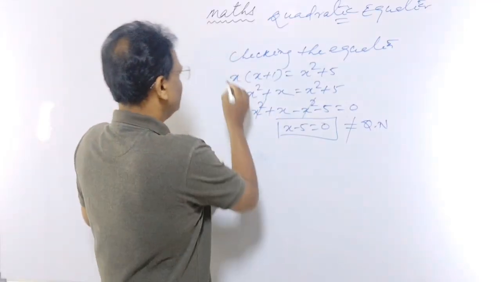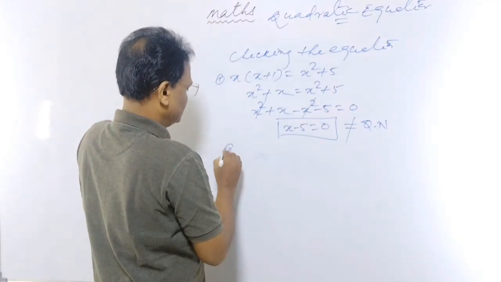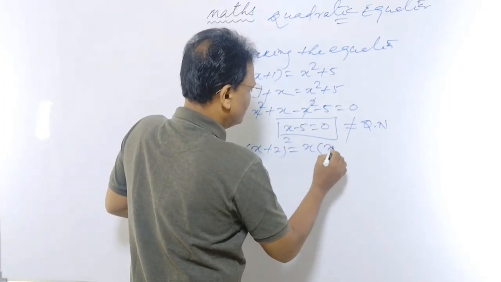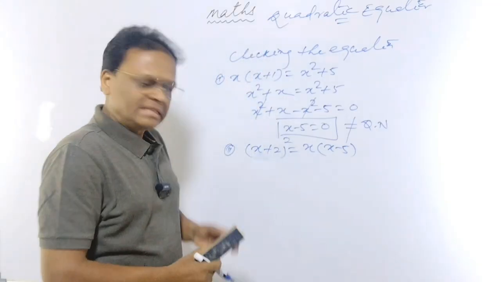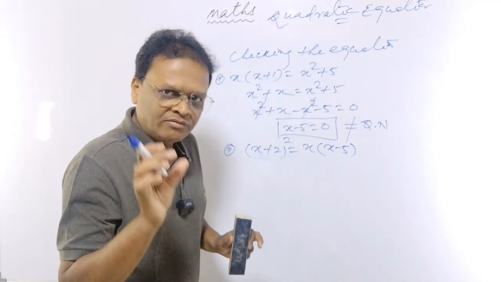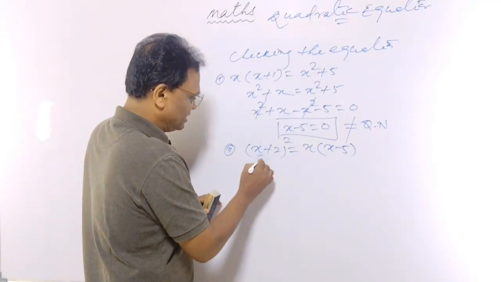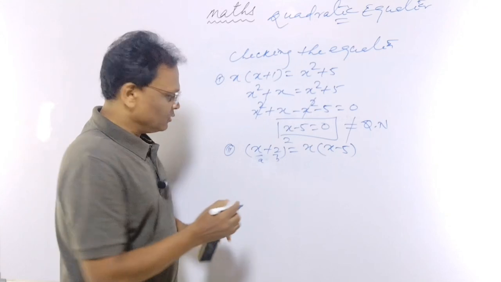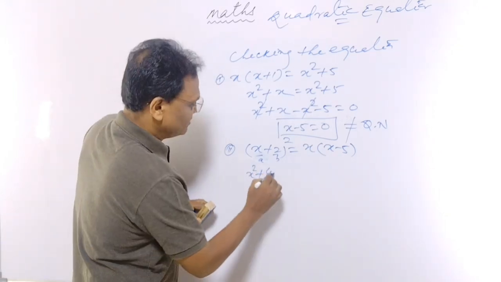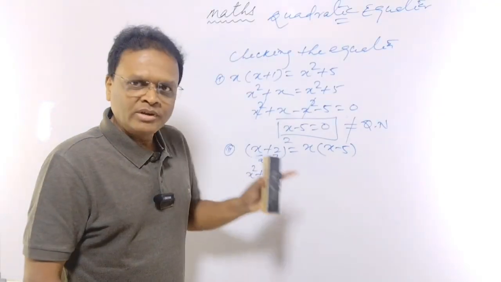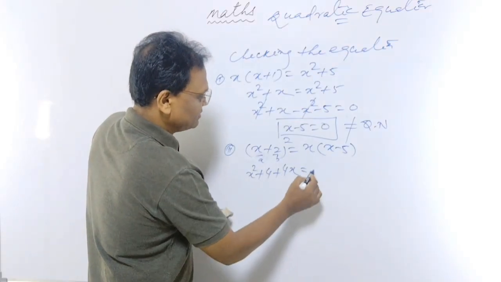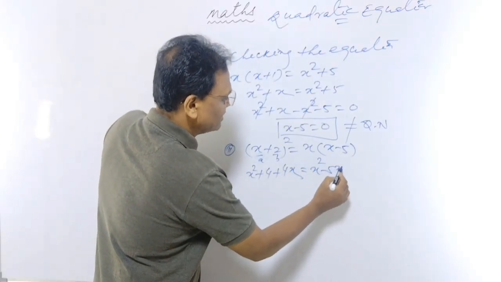Let me start the second one. This is the first. Second, if I check x plus 2 whole square is equal to x into x minus 5, let me check whether this equation is a quadratic equation or not. X plus 2 whole square becomes the formula of a plus b whole square. This is a and this is b. So a plus b whole square is a square plus b square, which is 2 square is 4, plus 2ab, 2 into a into b, that gives me 4x, is equal to x into x minus 5, which is x square minus 5x.